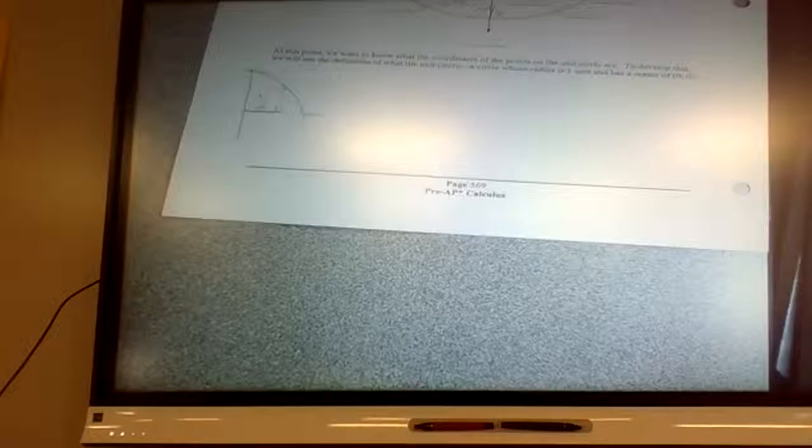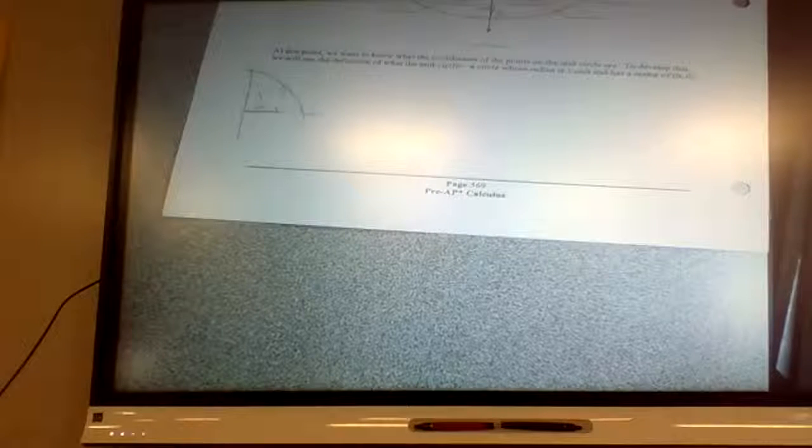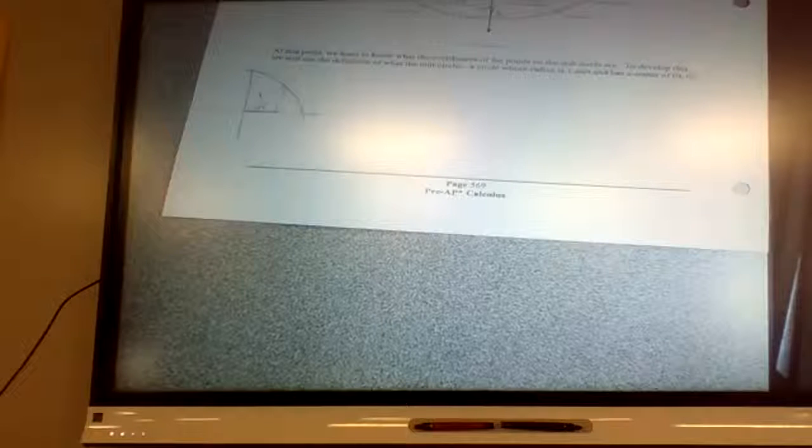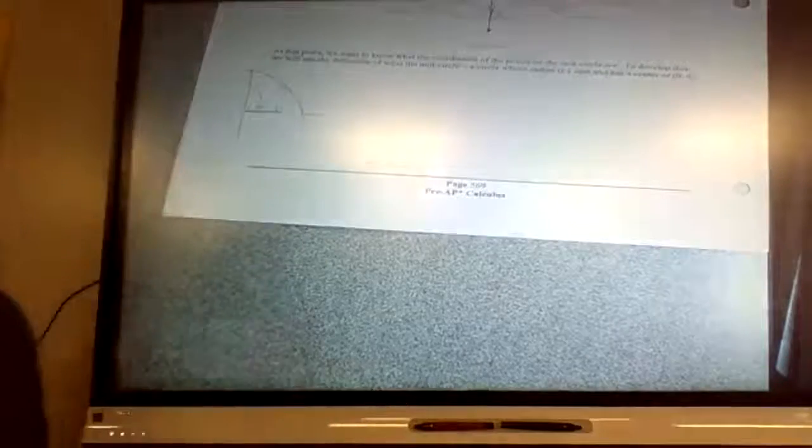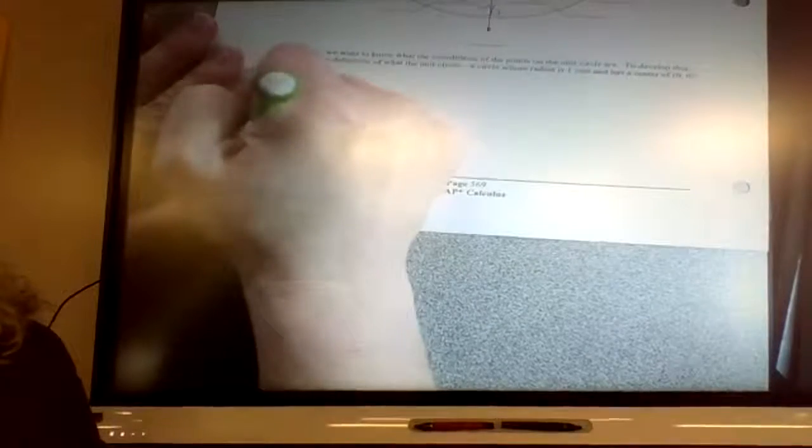I'm going to tell you, in calculus, you can keep it like this. You haven't made it to calculus yet. So this is the square root of 2 over 2. So that side length right here is the square root of 2 over 2. What's this side length? Square root of 2 over 2, because they're equal.